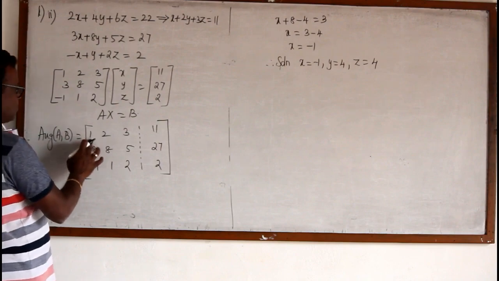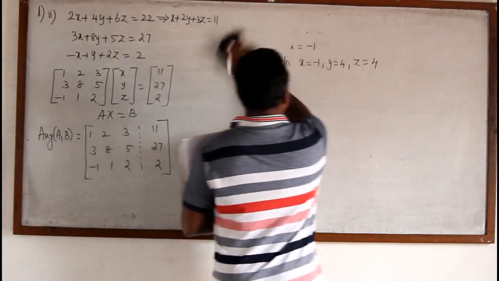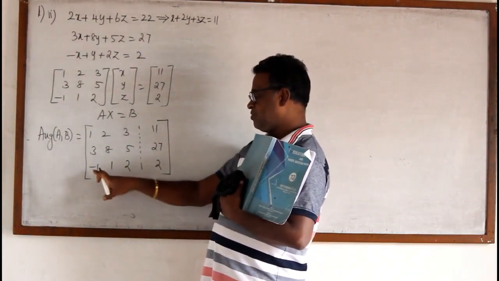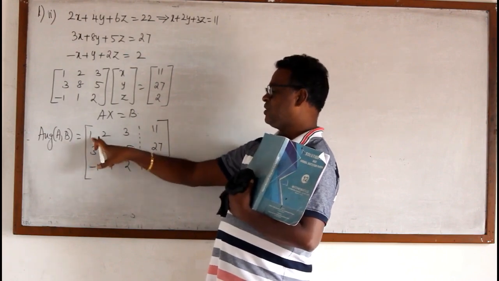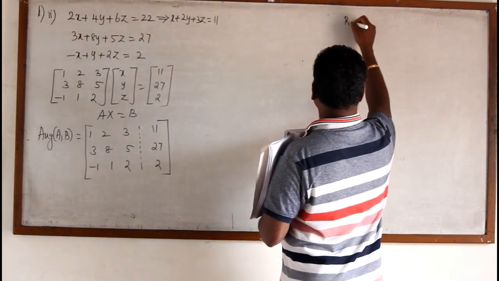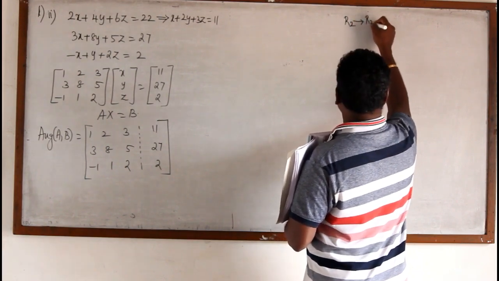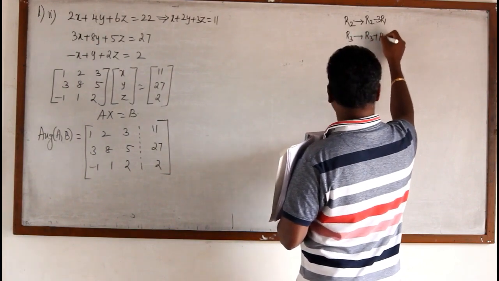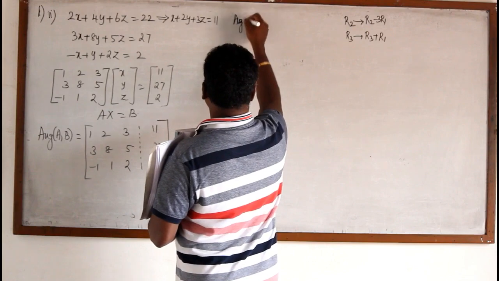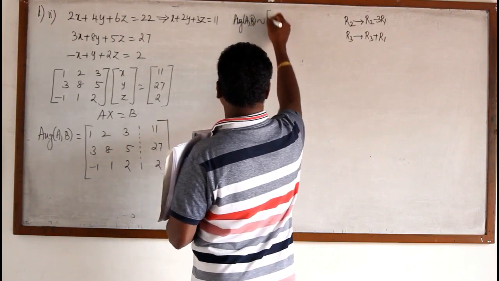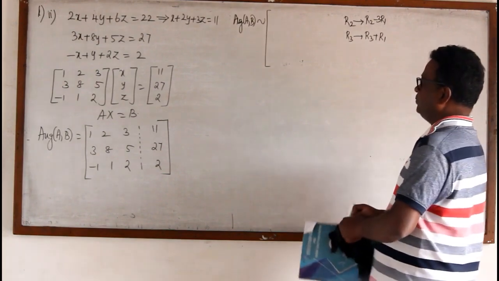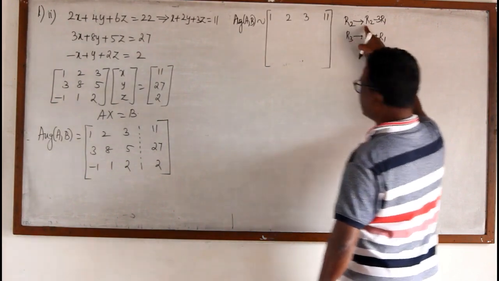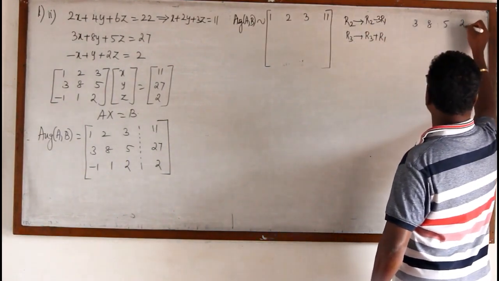First row, first element is 1. There is no problem. The second row starts with 3. So when I multiply this one by 3 and subtract, this will become 0. When I add minus 1 plus 1, row 3 and row 1, that will also become 0. So what I am doing: R2 is written as R2 minus 3R1 and R3 is written as R3 plus R1. Then augmented AB is equivalent to: first row I am taking as it is. Second row is 3, 8, 5, 27.